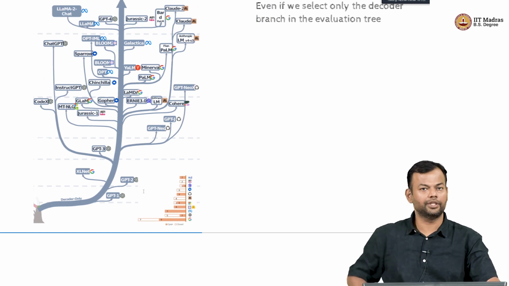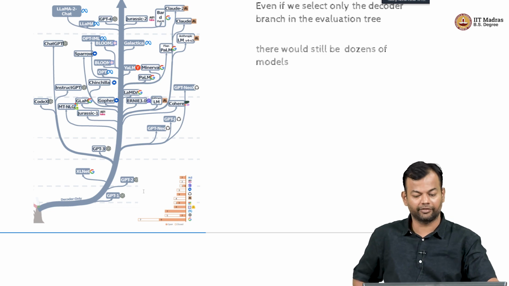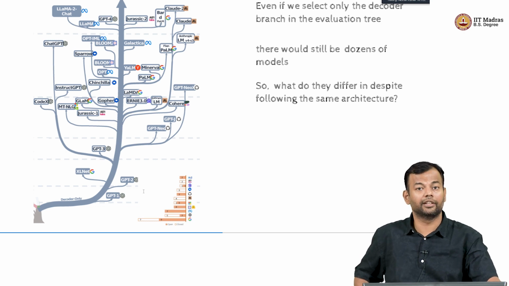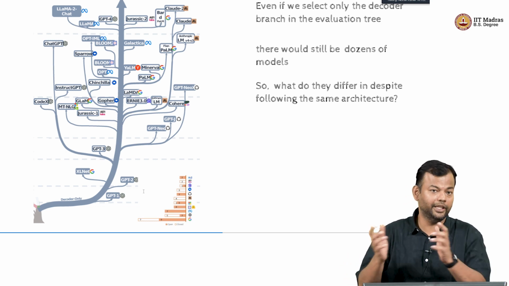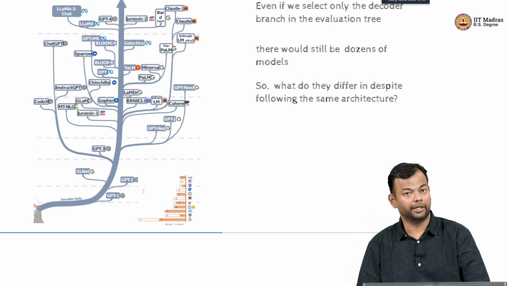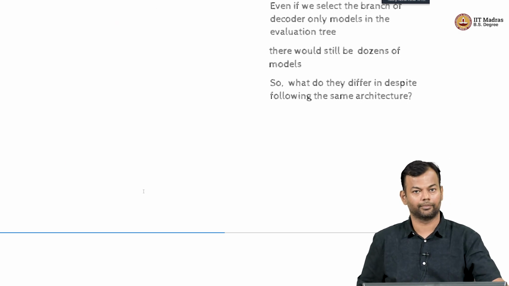Now, even if you were to just focus on the decoder-only branch, right, and I want to make sense of all the models that have come out, there would still be dozens of models, right? You can already see that, right? So what do they differ in? And if they're just following the same architecture, they're all decoder-only models, right? So then you know that the architecture is fixed. Then what do they differ in, right? Why do you need so many different models? What is it that they are changing, right?